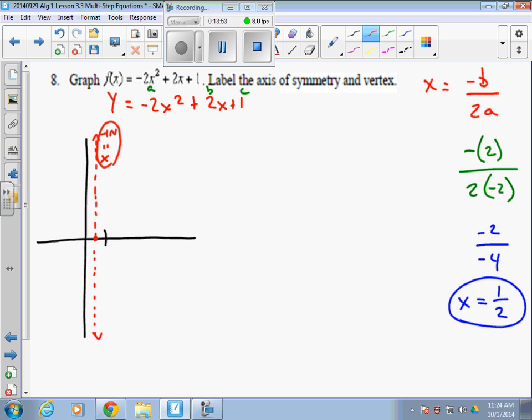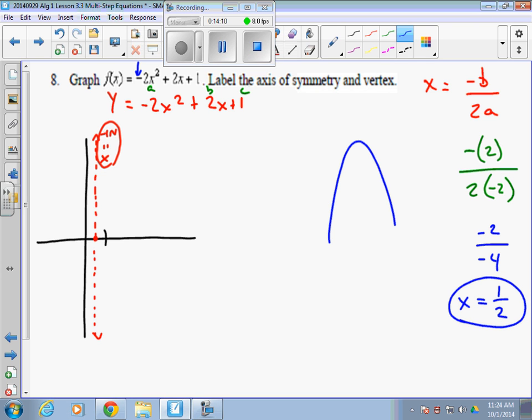From there, you have to find the vertex. It's either going to open up or it's going to open down. We know by looking at this equation, since its a value is negative, we're going to have something that opens down. It's going to look like that. So we're looking for the top of this graph now.